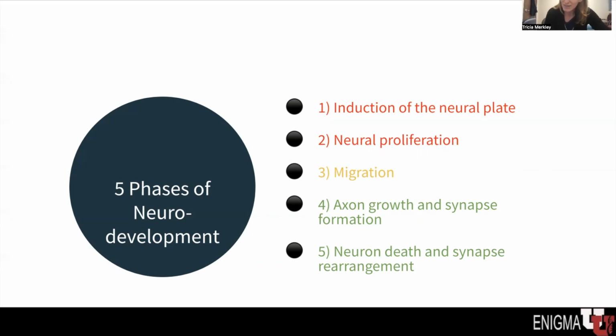And while this may be surprising, neurodevelopment also includes a phase of death of neurons and rearrangement of the synapses. So just because a neuron has been differentiated, it's migrated to its specific site, it's grown axons and formed synapses, there can still be some modulation related to neural development.